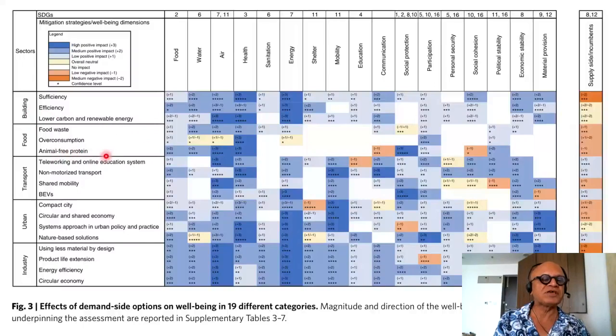So we are looking at various metrics: building sufficiency, efficiency, lower carbon and renewable energy, food waste, overconsumption, animal-free protein. Under transportation we have teleworking and online education system, non-motorized transport, shared mobility, battery-operated electrical vehicles. Under the urban sector we have compact cities, circular and shared economy, systems approach in urban policy and practice, nature-based solutions, and in the industry we have using less material by design, product life extension, energy efficiency, and circular economy, where it's kind of an end-to-end use of materials, recycling, reuse, etc.